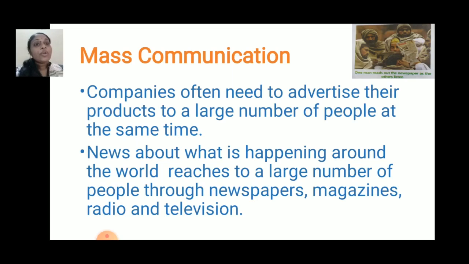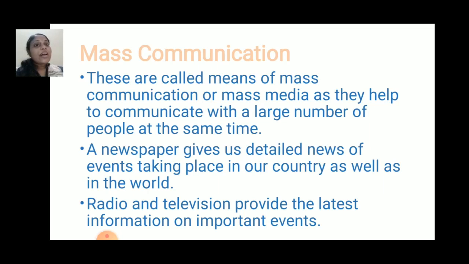So they cannot go to just one or two people, they want to advertise to a large number of people at the same time. News about what is happening around the world reaches to a large number of people through newspapers, magazines, radio and television. Okay, so all the people can hear or they can know. These are called means of mass communication.